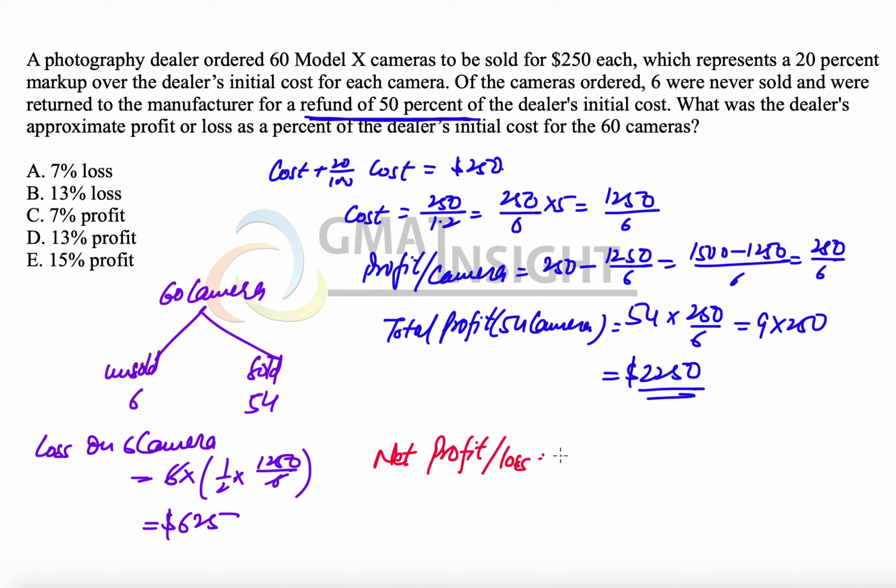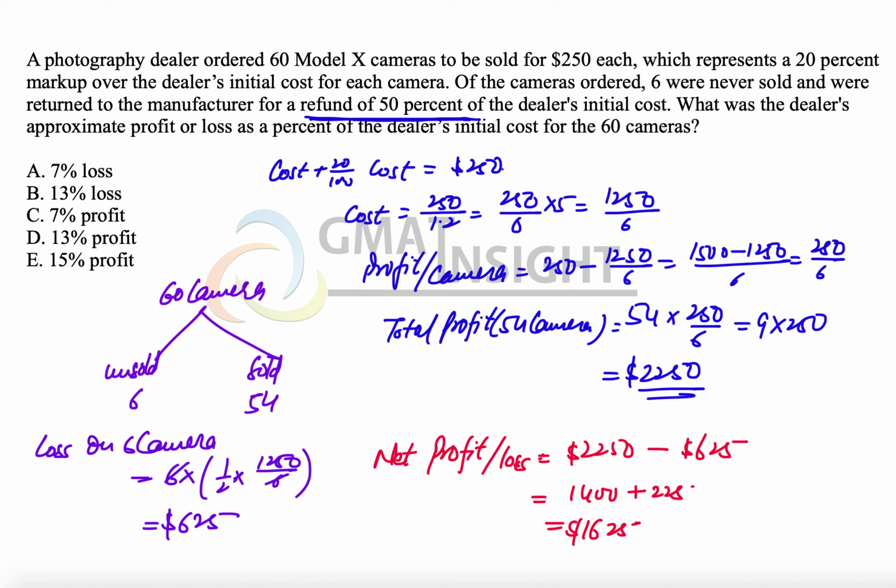Now as we see, the total profit made is $2250 and the loss on the 6 cameras is $625. So what we see is 1400 plus 225, because from 2000 I subtracted 600, so that gives us 1400, and 250 minus 25 is 225, so that gives us $1625. The question is, we have to find out what percentage profit of the total cost.